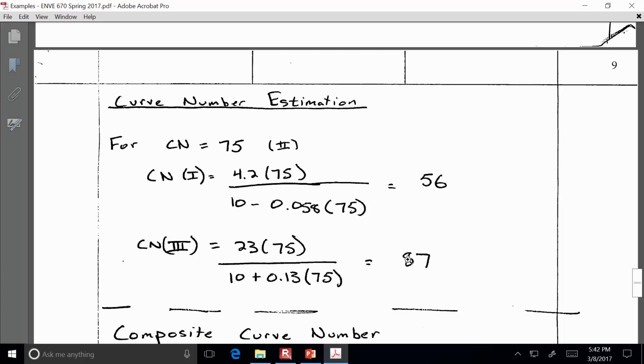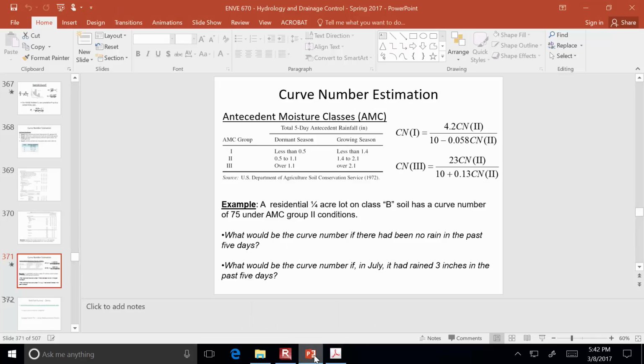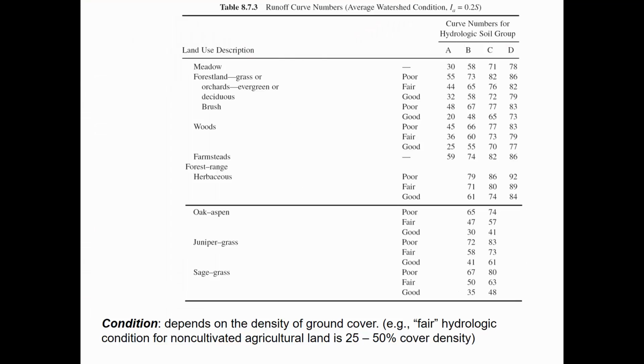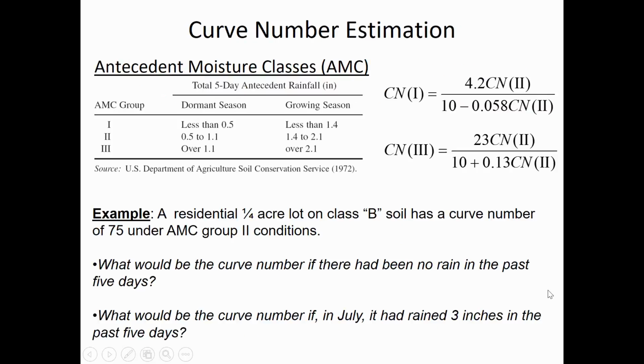It's probably the most challenging thing in my experience of the NRCS method, dealing with predictions of the antecedent moisture condition. It's where you have to be really cautious in not just using what comes out of this table as the only curve number that you'd ever see, because the watershed conditions obviously change seasonally, and they also change as the watershed becomes more urbanized, but they can also change on a day-to-day basis depending on how dry the soil is. Any questions about the main ideas behind the moisture classes?